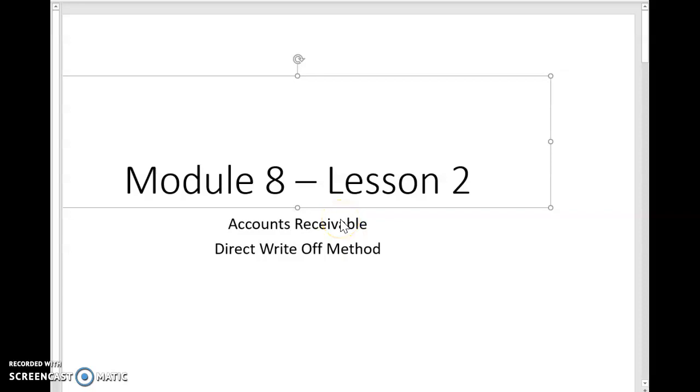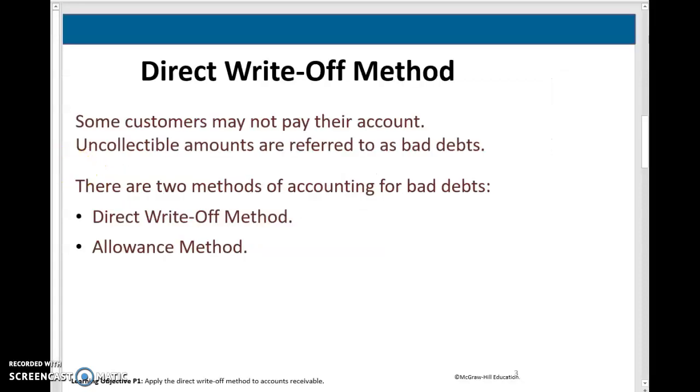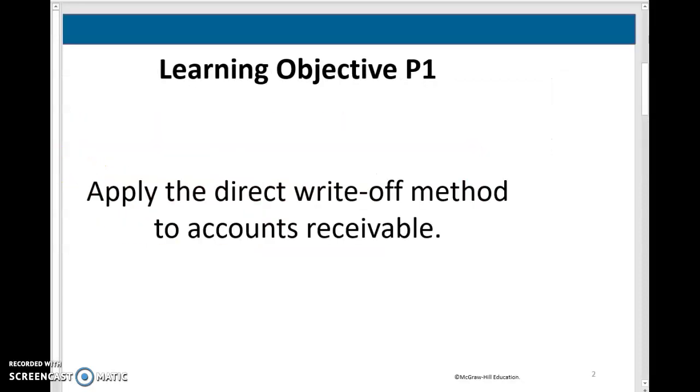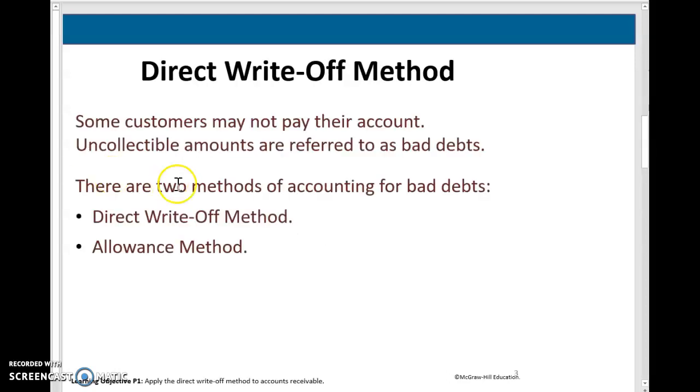In this module, we start the discussion about what happens when we know that we won't be able to collect some or all of the money that someone owes us. We have two methods that we'll use to account for that, and they are called the direct method and the allowance method. In this lesson, we're going to take a look at the direct write-off method to accounts receivable.